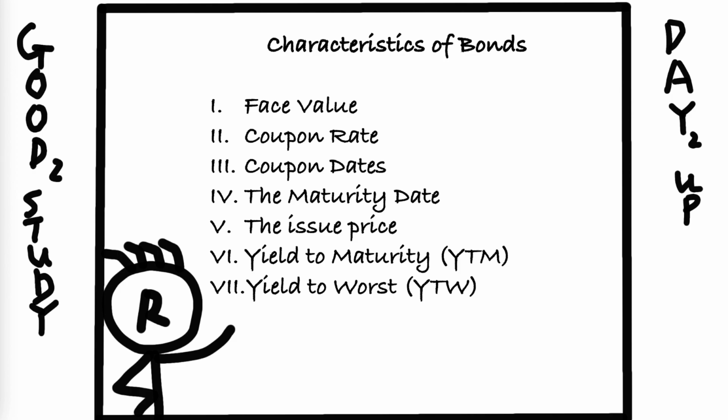Next, the issue price, which is the price you pay for the bond when it's first issued. Sixth, yield to maturity. Yield to maturity is the return you get from holding that bond until maturity. Last but not least, yield to worst. Yield to worst is the worst possible yield that you'll get from holding that bond. This concept is useful when pricing high yield bonds.